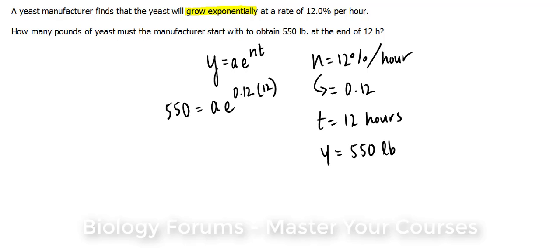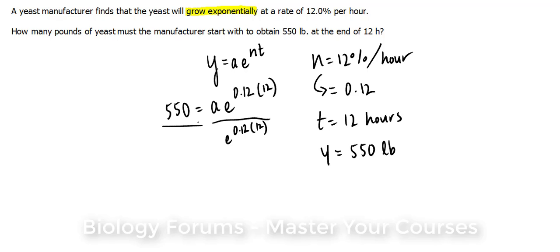Now we need to isolate for A, and the only way we can isolate for A is by getting rid of this segment of this equation. And the way we do that is we divide both sides by this value. Let me show you. Divide both sides by e to the power of 0.12 times 12. And whatever you do on the right side, you have to do on the left side.